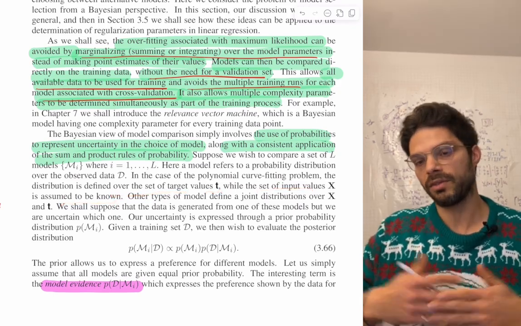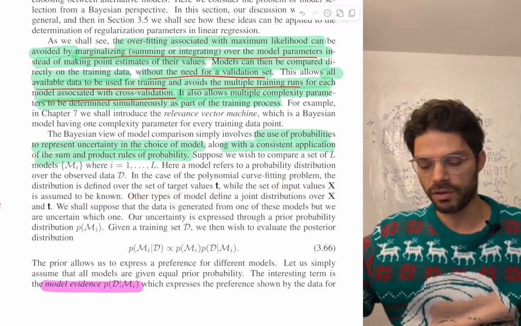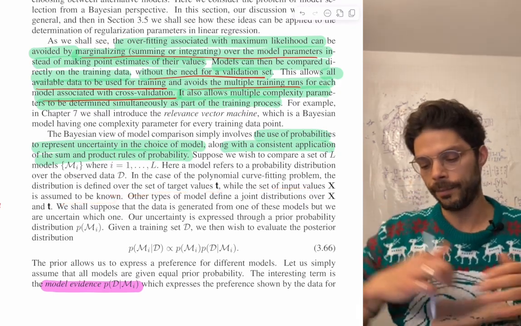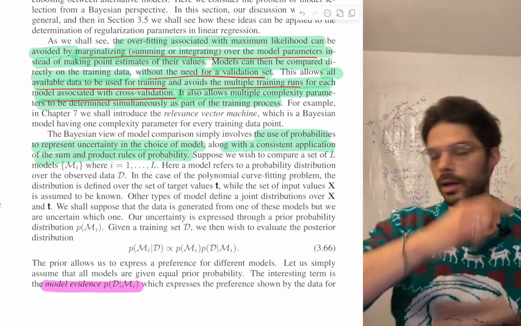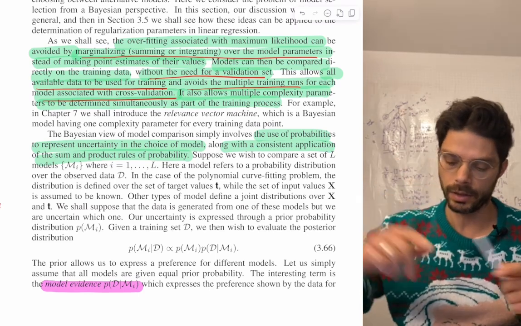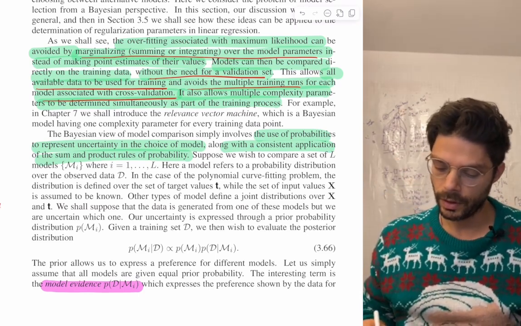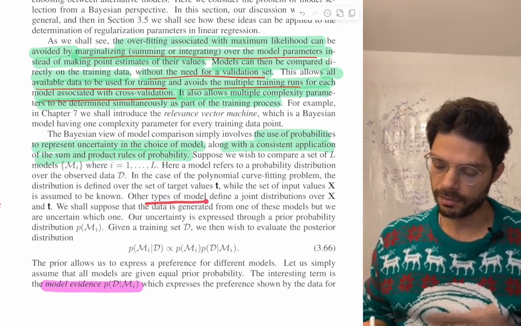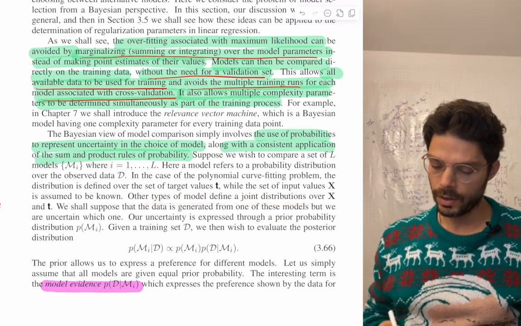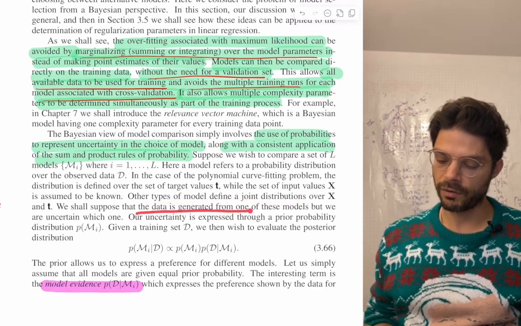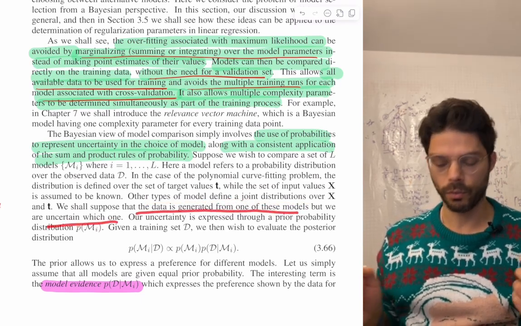So in that setting, we have some targets, and each of those models is going to give you some distribution on what it thinks the targets will be. For the linear model, we'll think everything falls on the line. The quadratic model will try to make parabolas, etc. Other types of model define a joint distribution over x and t. It's not really important for now. We shall suppose that the data is generated from one of these models, but we are uncertain which one.